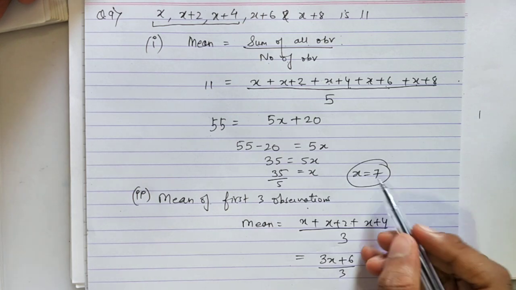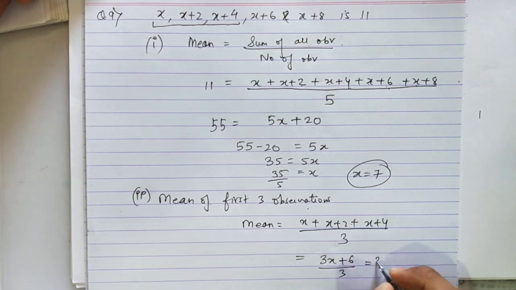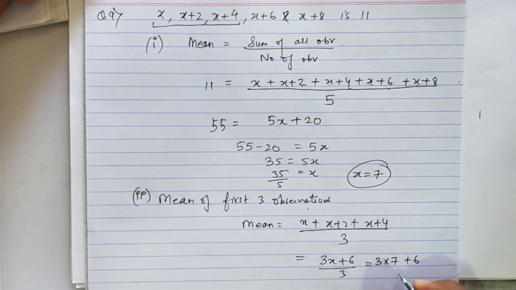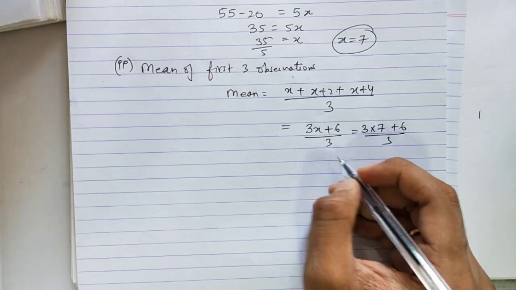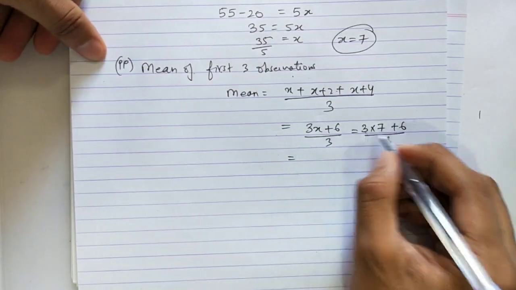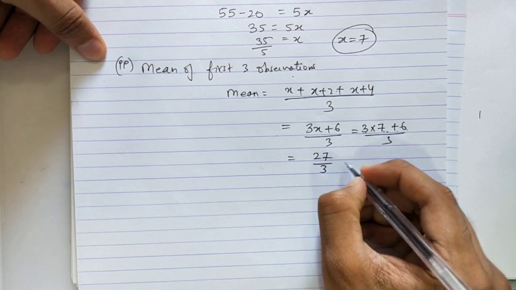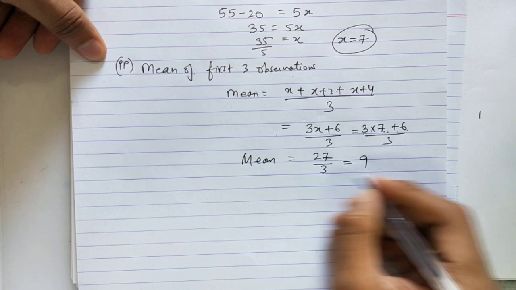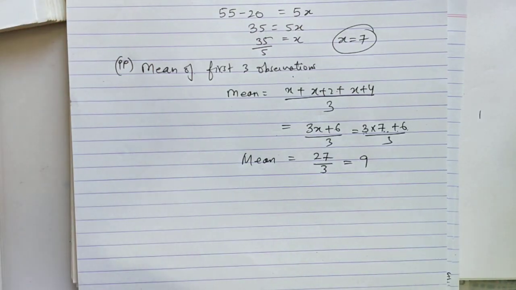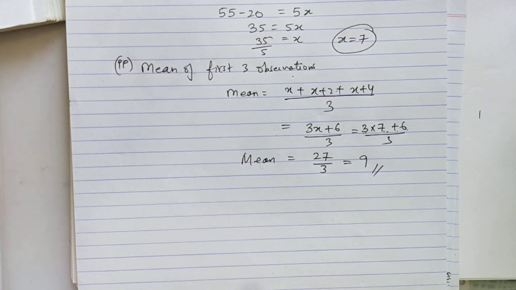But in the question I have got the value of x as 7. So I'll use this value here. So 3 into 7 plus 6 upon 3. This will be 21, 7 3s are 21, plus 6, 27 upon 3, and that is 9. So the mean of first 3 observations I got as 9. 9 is my answer.